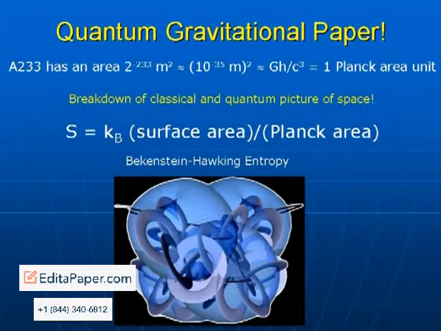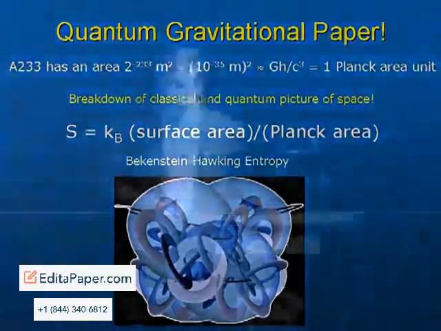So you could work out that the Bekenstein-Hawking entropy of a piece of A233 paper is 1. Okay. And you can work out what it would be for a piece of A4 paper. It's very, very small in a sense compared with the entropy of the whole universe, as you might expect.